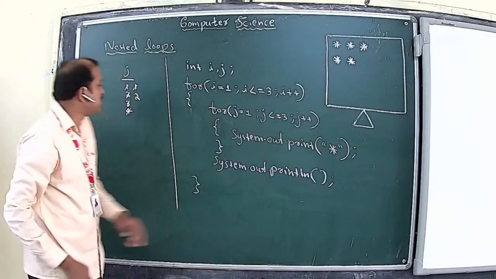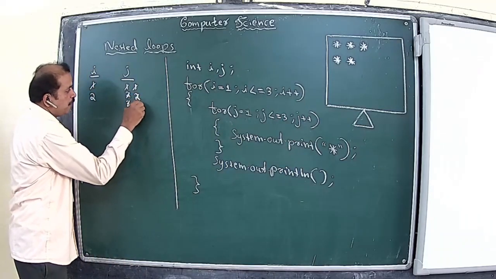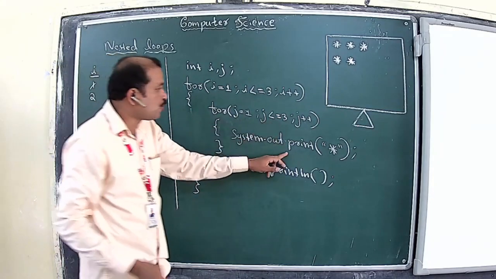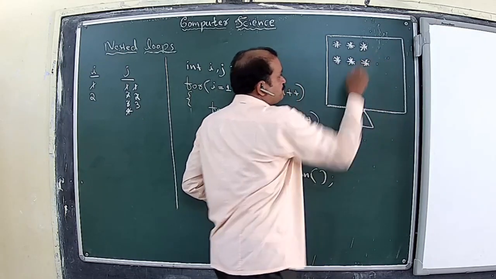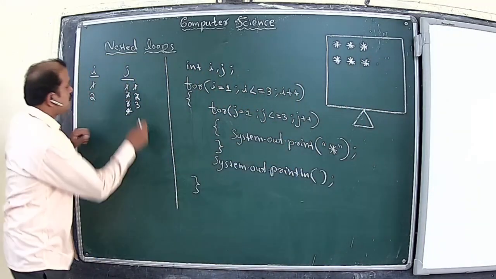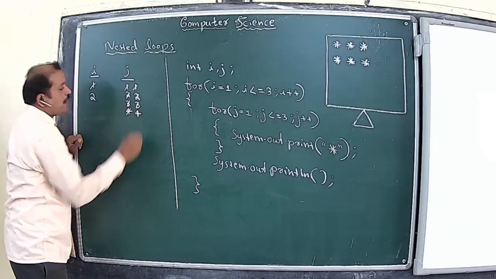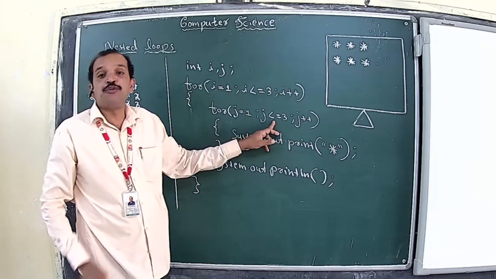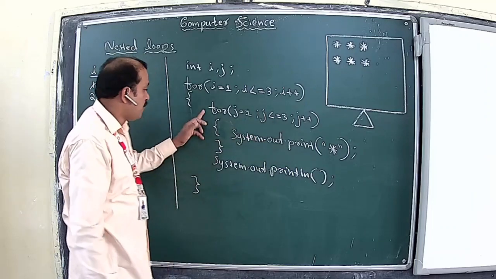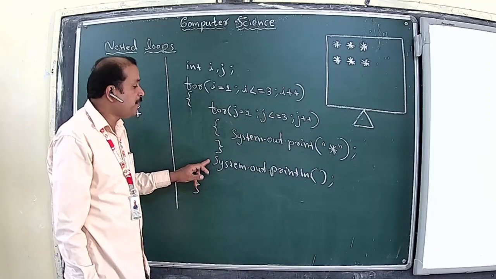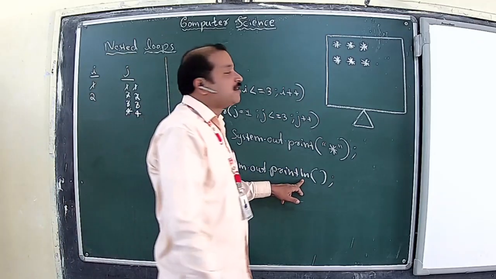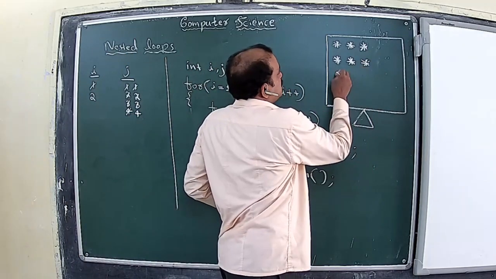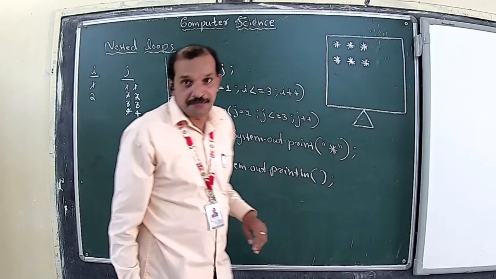And once again after this, the update expression will take place and the value becomes 3. And again, since it is true, another star will be printed on the same line. And again j will become 4. And when j becomes 4, the inner loop will terminate for a second time. And once the inner loop terminates for a second time, again the statement immediately after the inner loop will be executed, and the cursor will move to the next line.